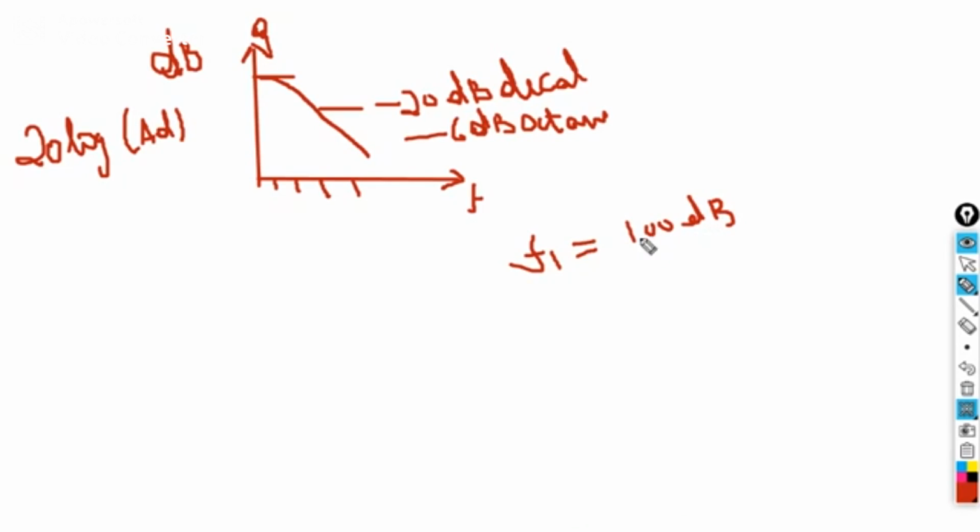Now at 10 F1, my gain is 80 dB. It is decreased by 20 dB per decade.